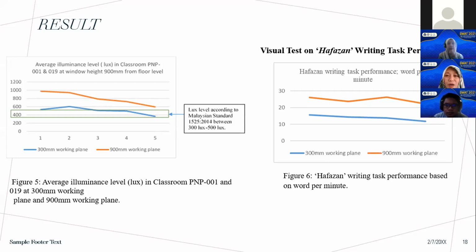So when we did our visual test on Hafazan writing task performance, meaning that we give them a verse of Quran and they have to rewrite it back, we can see that in terms of the minutes that we provided, the person at the 300 working plane, meaning at the Rehal, becomes faster when doing the Hafazan writing task compared to those at the 900 mm working plane at the normal table.